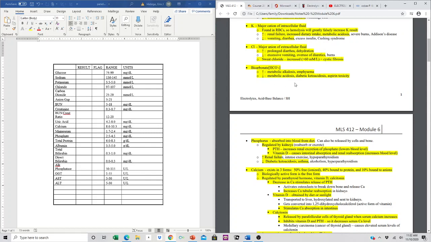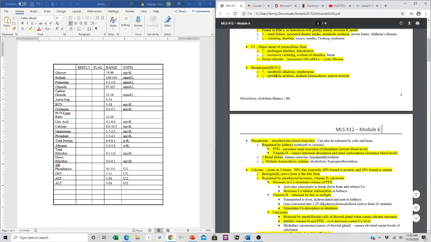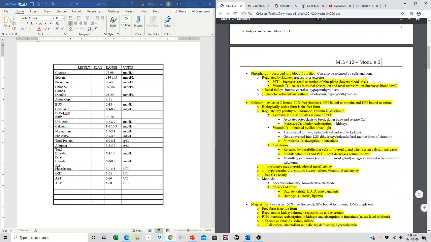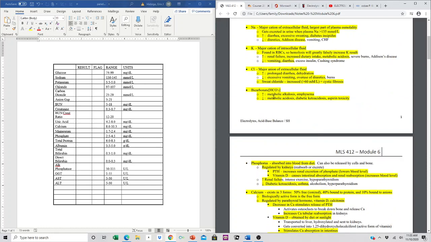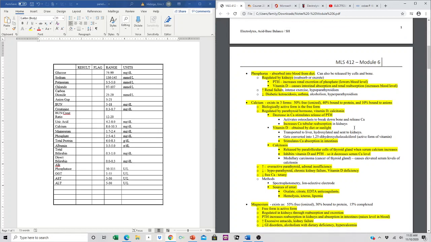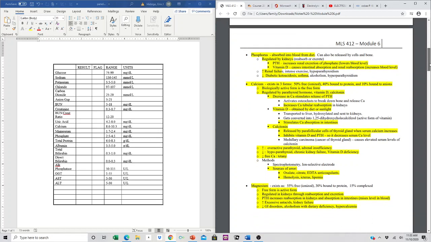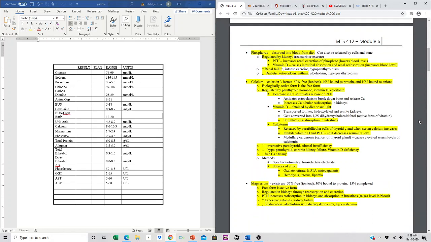And then bicarb increased is associated with metabolic alkalosis and emphysema, decreased with metabolic acidosis, diabetic ketoacidosis, and aspirin toxicity. And again, we'll talk about these, metabolic alkalosis and acidosis, later in the module. So again, these are the main four. The other three electrolytes that we're going to cover in class, because these are considered to be the other main clinically significant ones, are phosphorus, calcium, and magnesium.